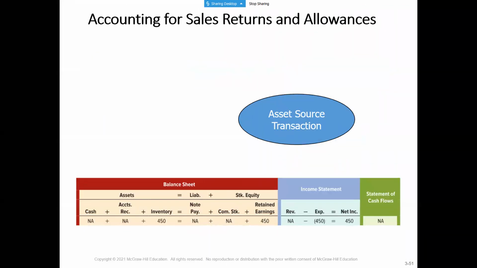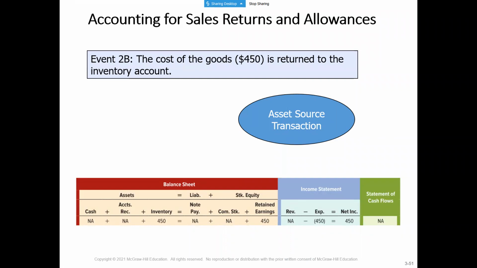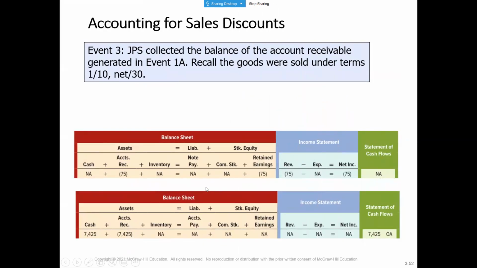And the second part of our transaction is we have to take those goods and put them back into inventory. So we would reduce cost of goods sold by the cost of the goods that were received on return, and we would increase inventory by the same. And the problem tells us the amount is $450. So then we collected the balance of our accounts receivable. So two transactions involved. The first one is to recognize the discount.